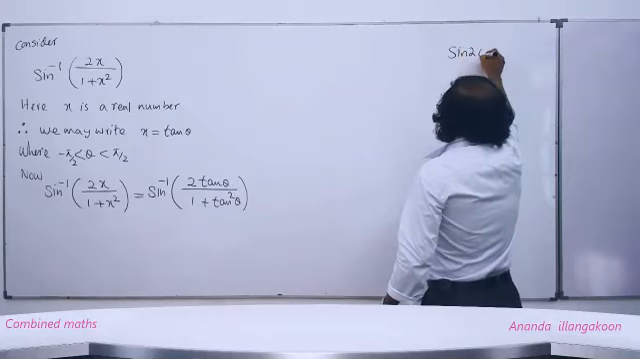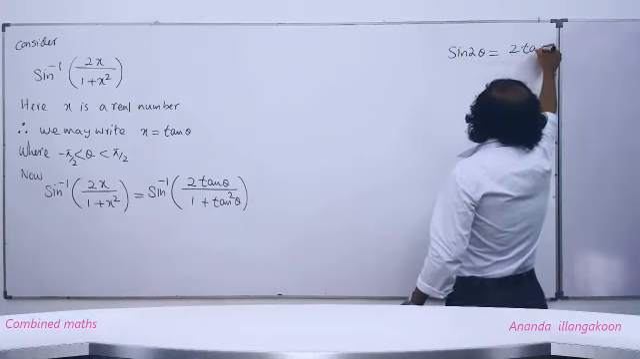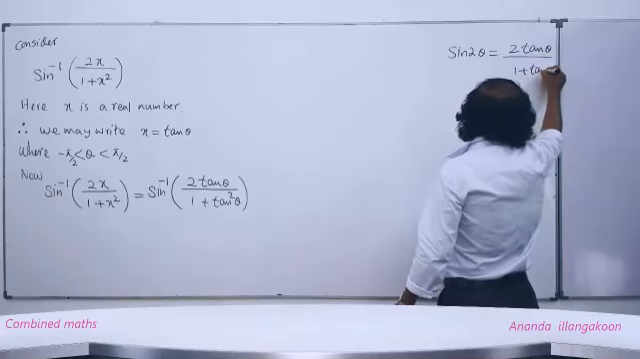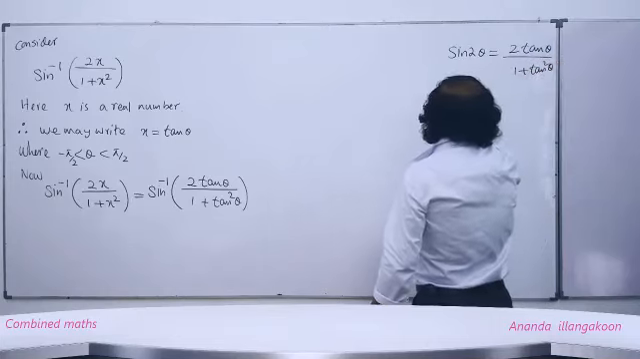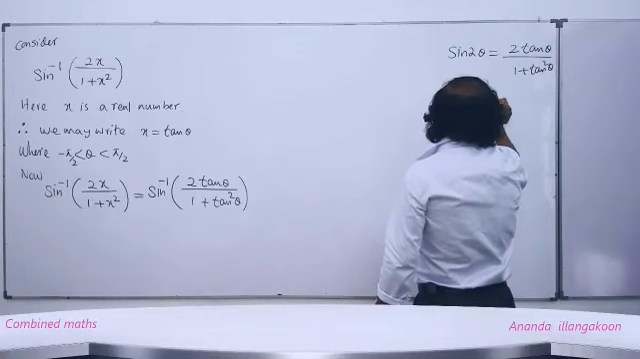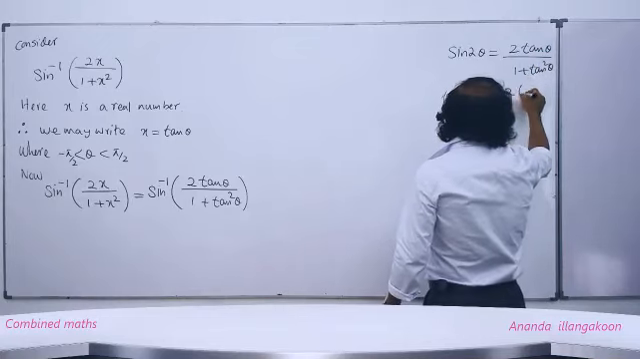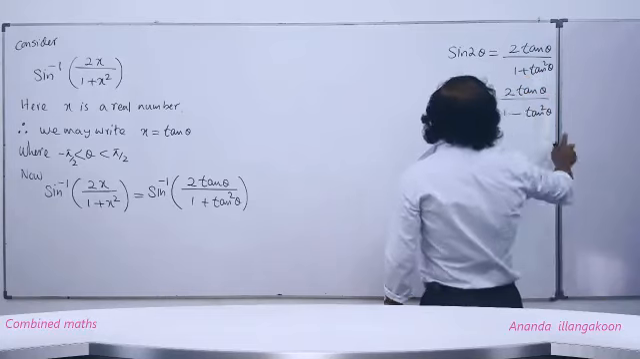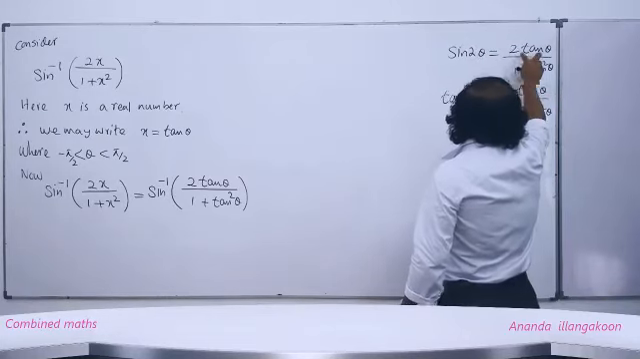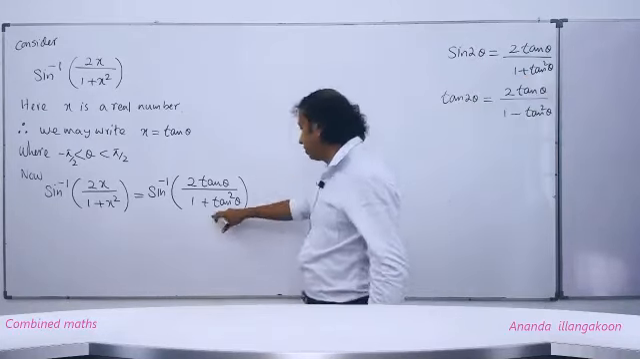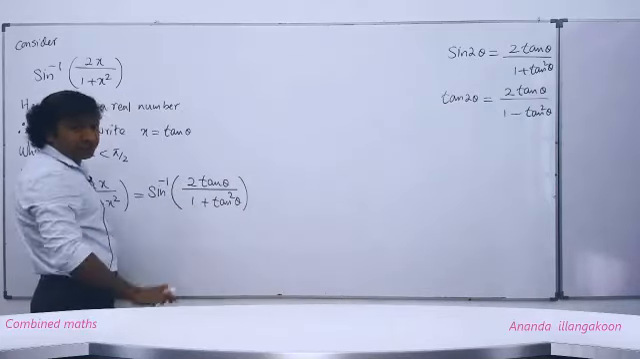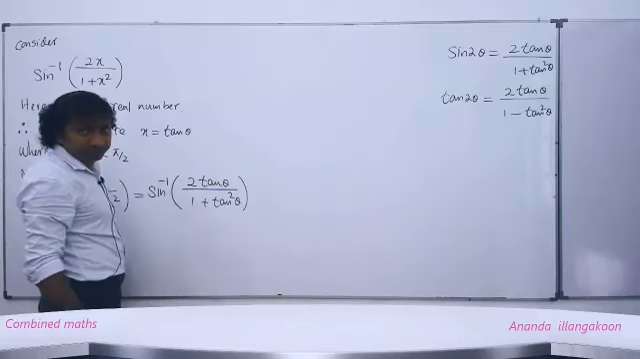When you write sin 2 theta, it was 2 tan theta divided by 1 plus tan square theta. People remember, when you write tan 2 theta, here this is negative. Understand? Sin 2 theta is 2 tan theta divided by 1 plus tan square. This is sin 2 theta. Go through the formula.